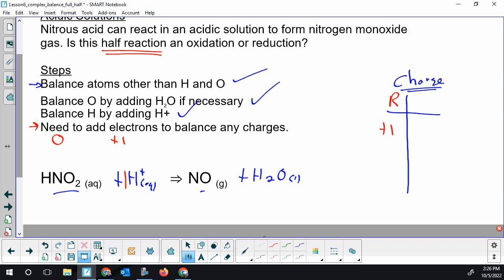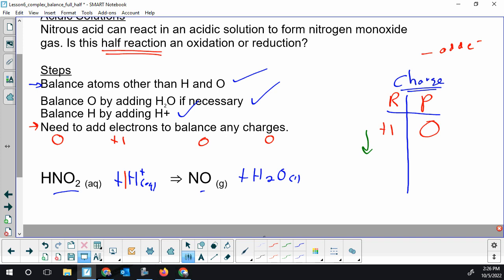Let's see what the products are. We have a neutral molecule, and water is another neutral molecule. There's absolutely no charge on the product side. We are going to add electrons, which are negative. We must take the high side and bring it down. Electrons can never cause the charge to go up. They can only cause the charge to go down. So what side is the higher side? Could be either one. In this case, it is the reactant side. +1 is greater than 0.